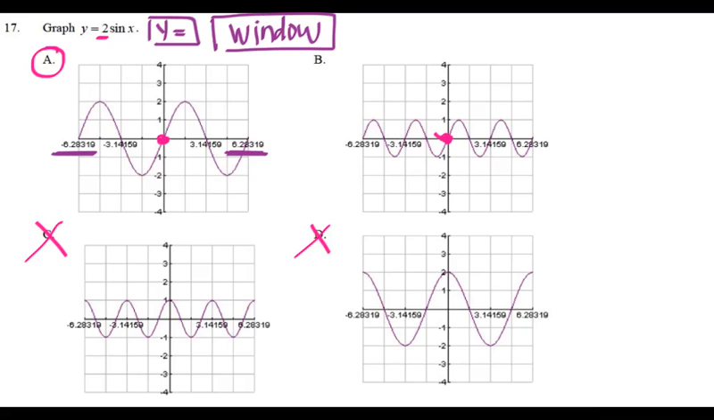So my x minimum is -6.28319, which is actually -2 pi. X max is +6.28319. I'm going to go ahead and just ignore the x scale since we're just looking for the general shape of the graph. The y min goes from -4 to +4. And then if you hit graph, it'll show you that your answer should be letter A. So you can use the graphing calculators for this if you want to.